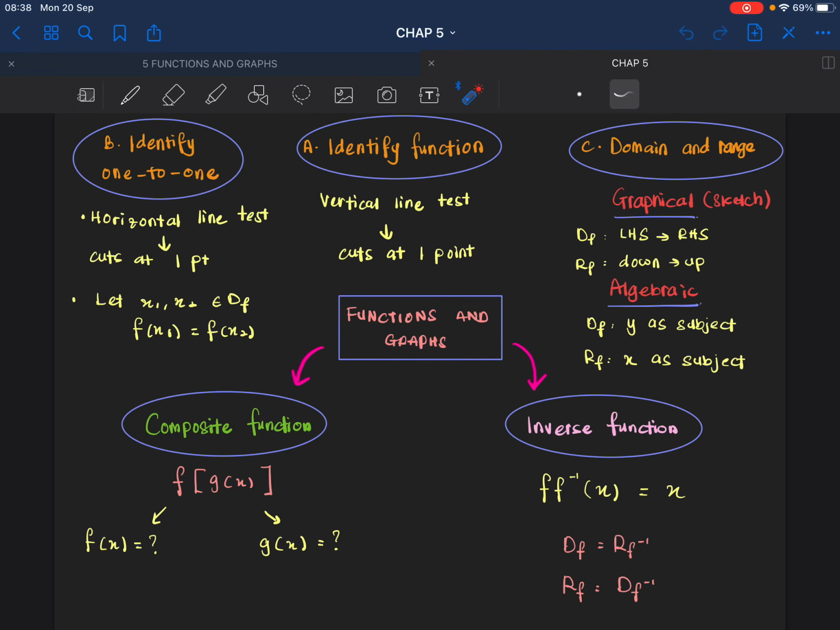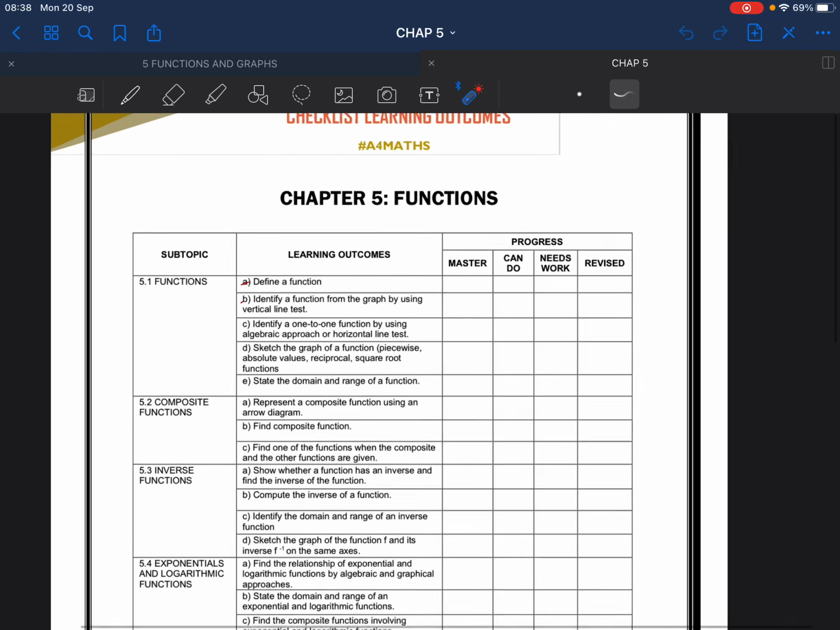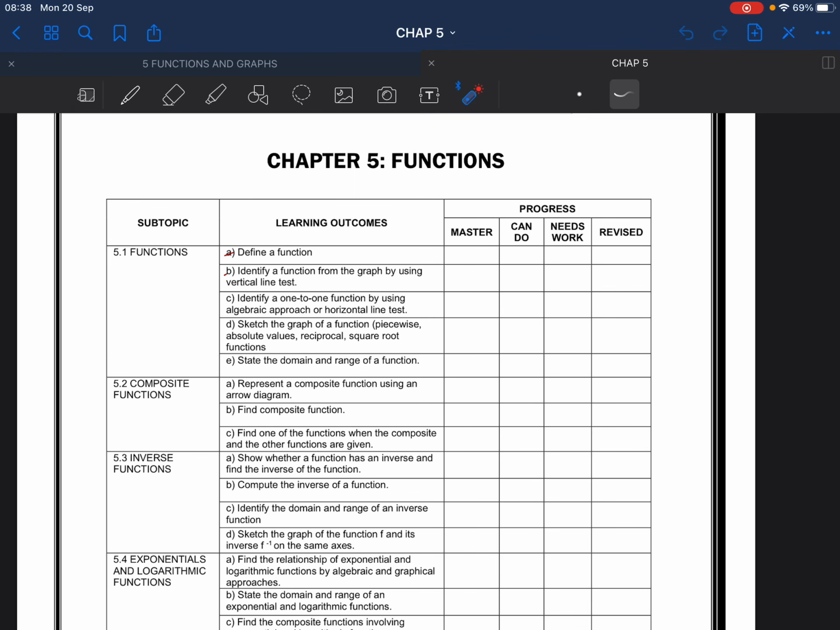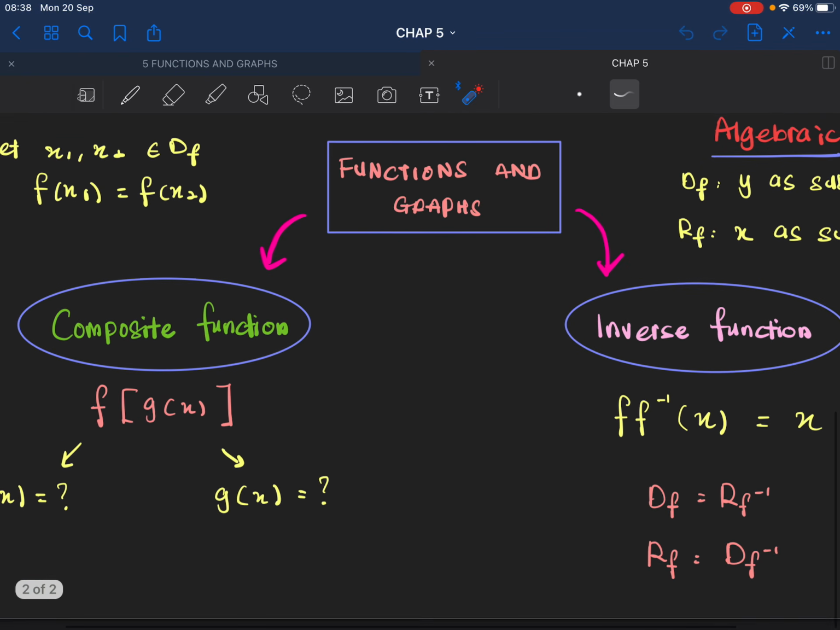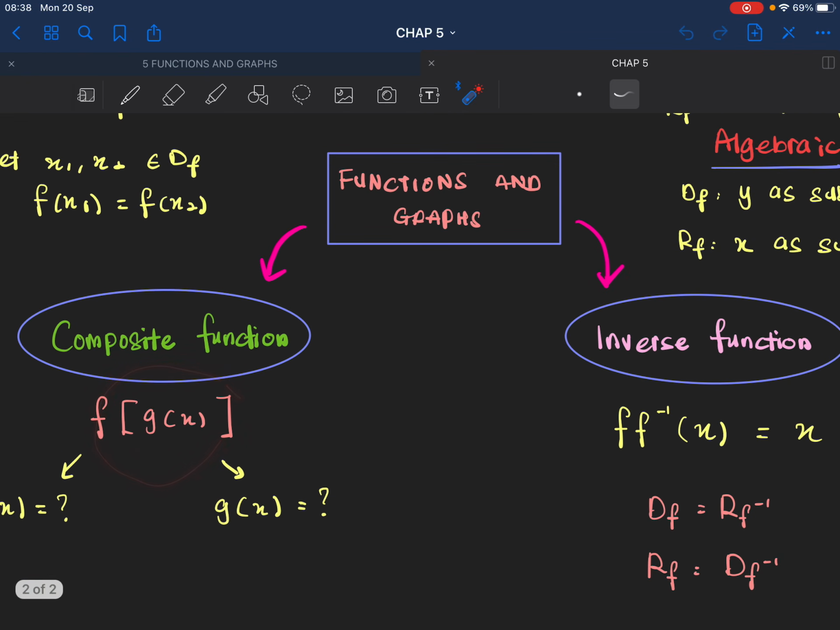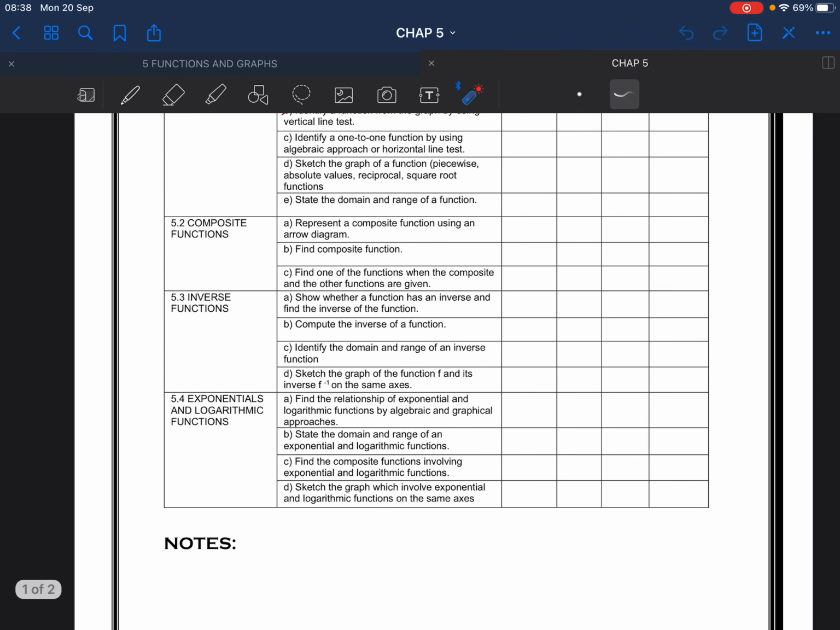So today we are going to continue to the second subtopic, 5.2 for chapter 5, which is composite functions. In composite functions, we are going to represent a composite function using an arrow diagram, and we are going to find a composite function. Let's say you want to find f(g(x)) or g(f(x)) or something else.